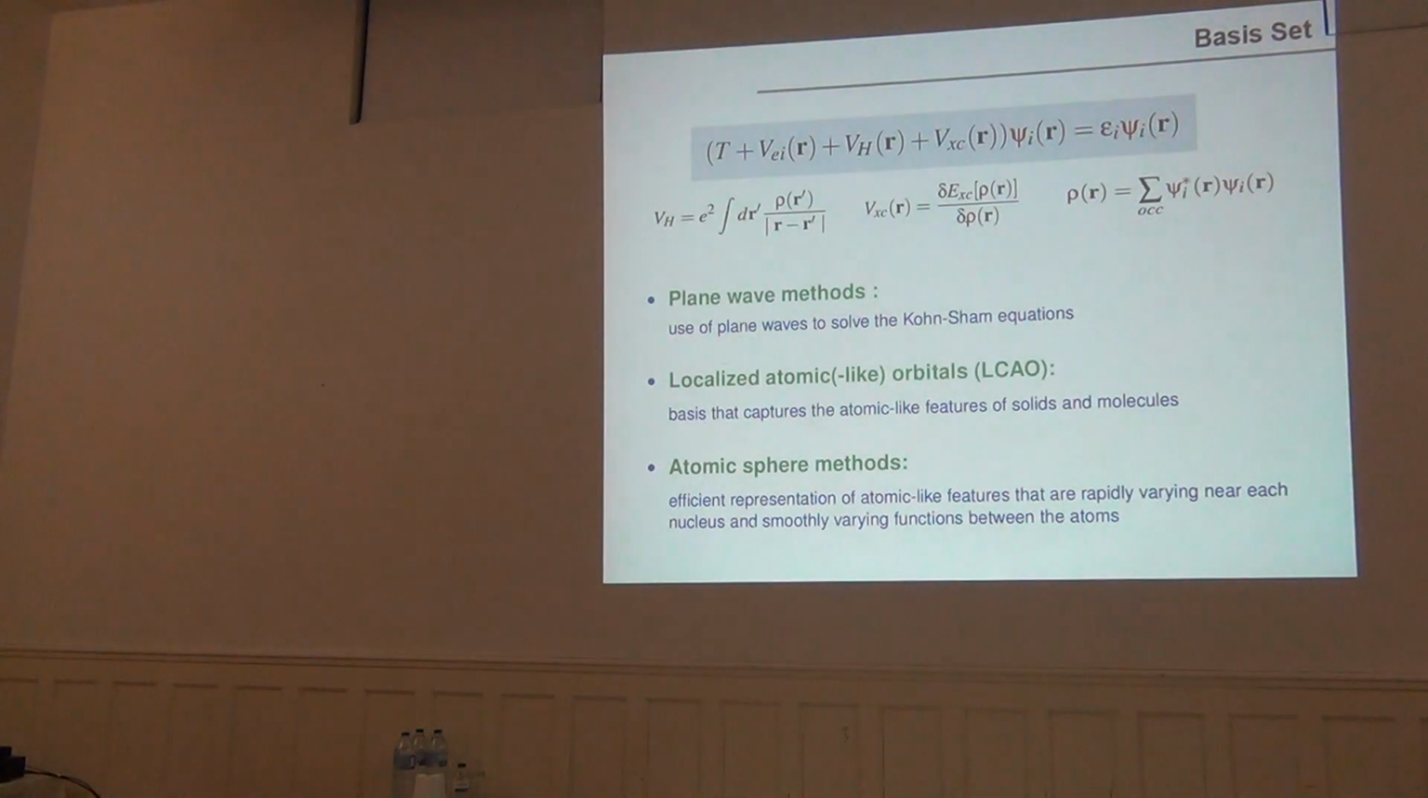So now, how do we do these calculations? We have to solve these equations, okay? And you see that this is a kinetic term. This is basically the external potential, so the interaction with the ions. This is my Hartree term that depends on the density, and this is my exchange correlation functional. I will choose an exchange correlation functional, and then I basically have to do these derivatives.